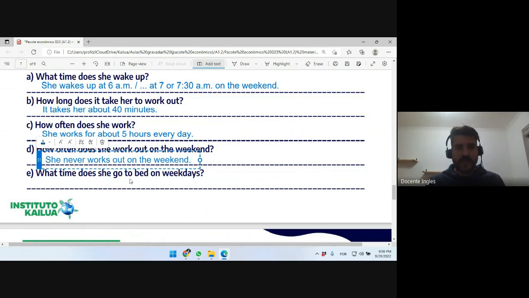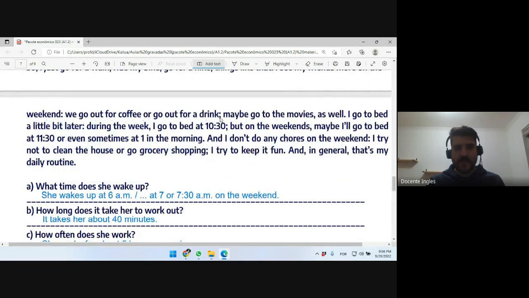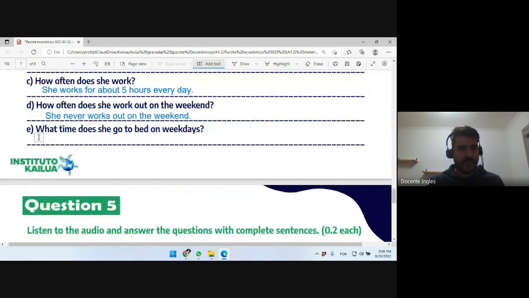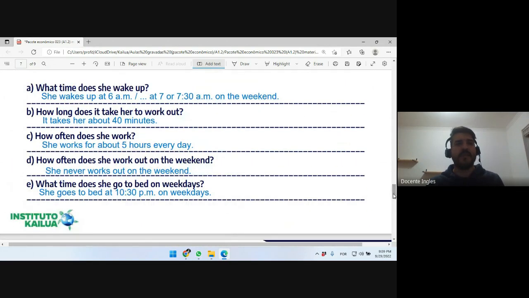What time does she go to bed on weekdays? She goes to bed at 10:30. She goes to bed at 10:30 p.m. on weekdays. So during the week, on weekdays, they are synonyms.